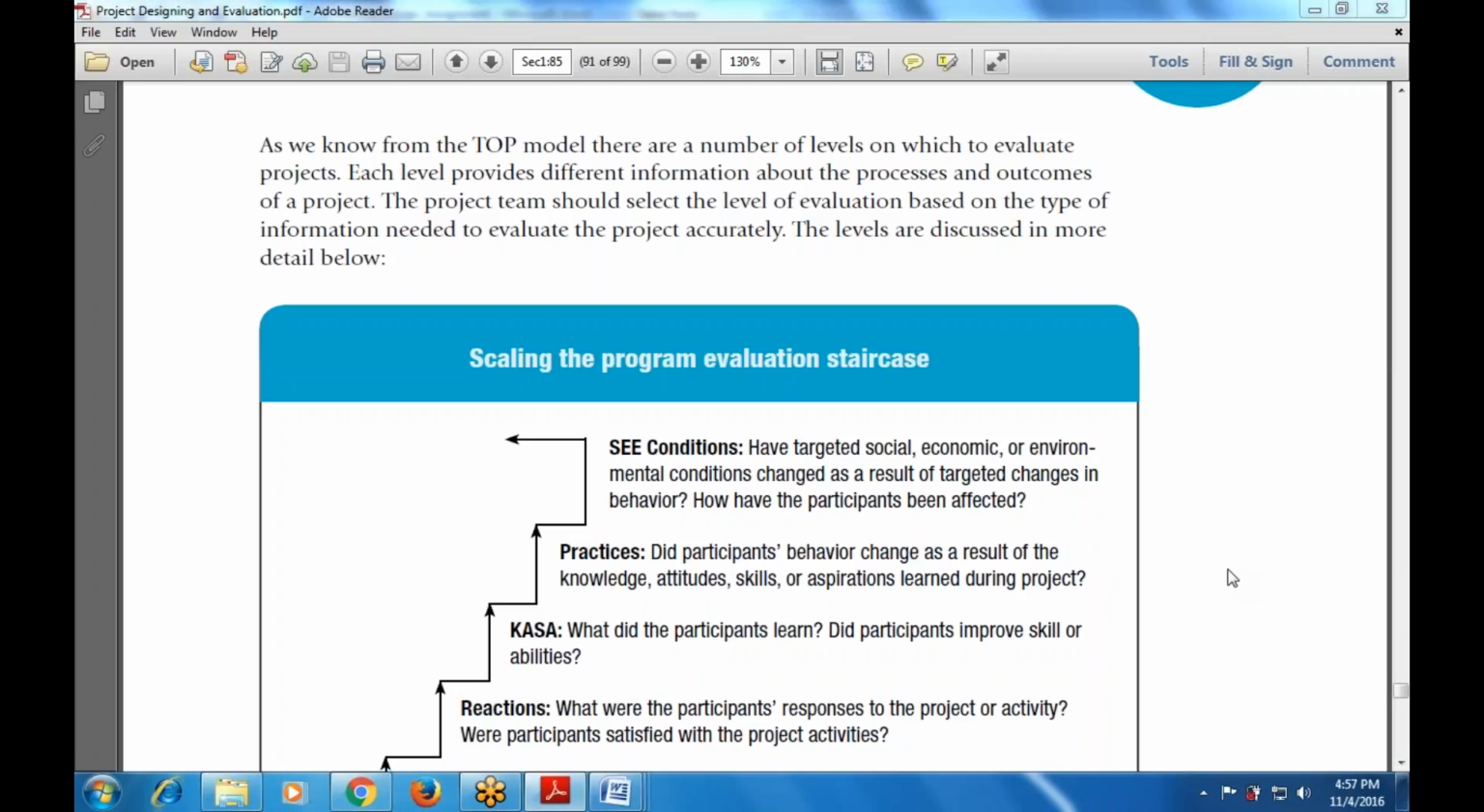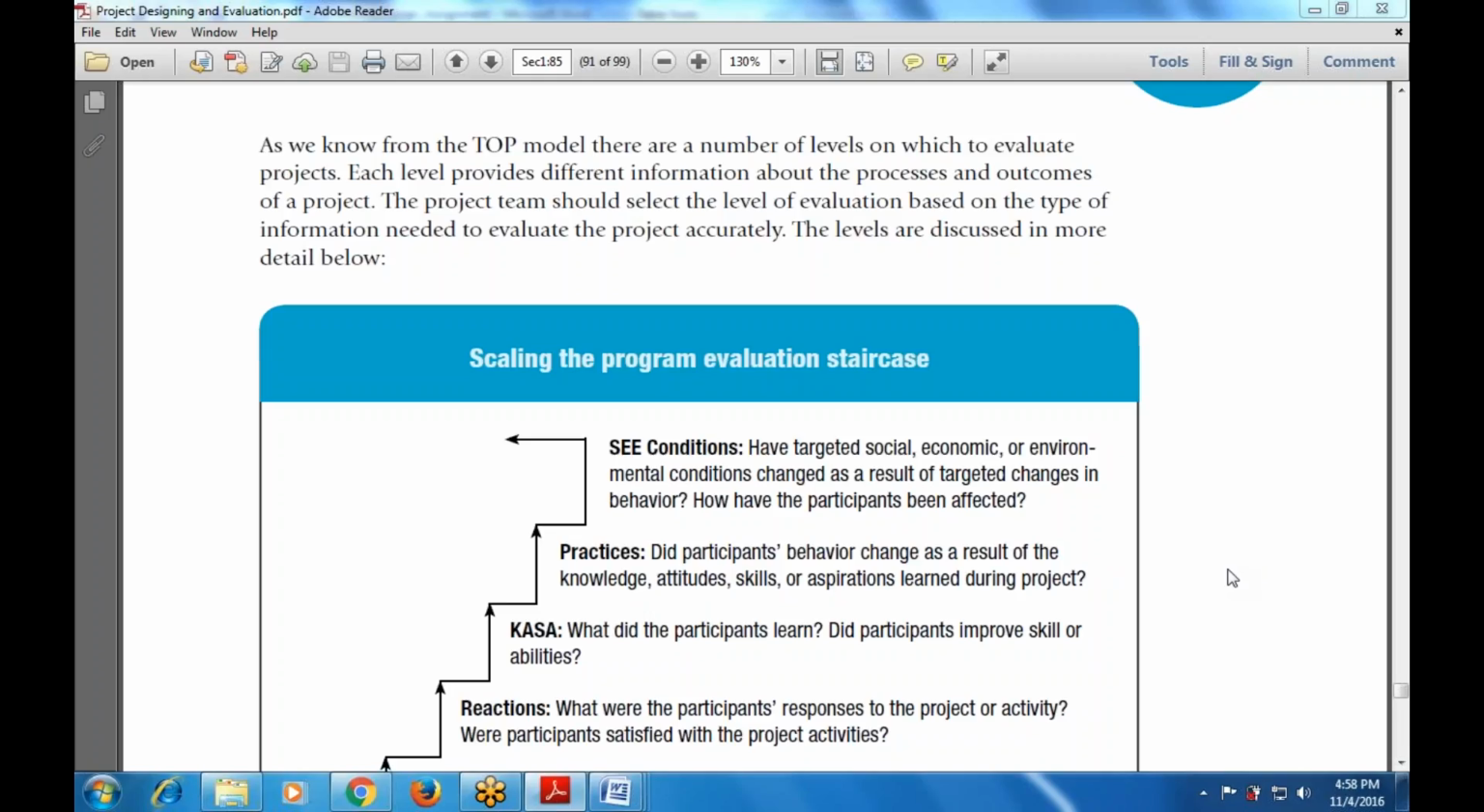What are the various SEE conditions, whatsoever the practices, whatsoever the CASA knowledge that is available with the detail extension. So this is a question: did the participants' behavior change as a result of the knowledge, attitude, skills, or aspiration that is learned during the project? What did the participants learn? What did the participant learn about the CASA? What is the various learning of the project or the program development staircase? Did the participants improve the skills and the ability?